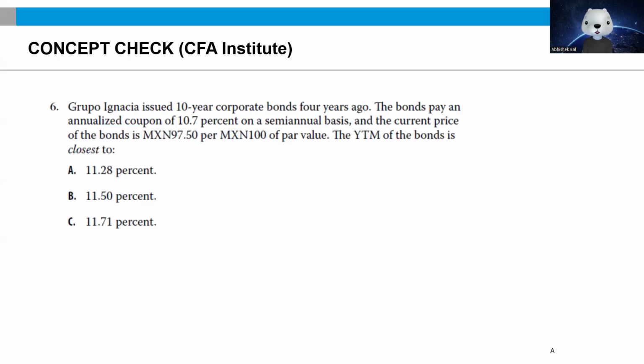Grupo Ignacio issued 10-year corporate bonds 4 years ago. That means 6 years are remaining. The bond pays an annual coupon of 10.7% on a semi-annual basis, and the current price is given. Find the value of the YTM. I'm sure that you could find this out. There's no need for me to actually work through this anymore.